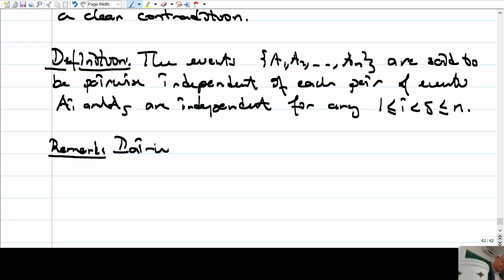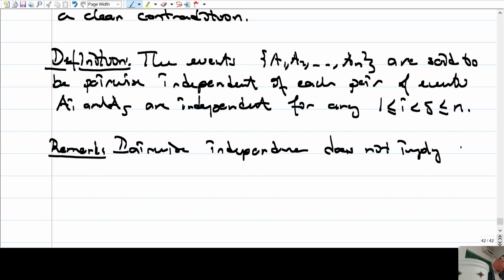Pairwise independence doesn't imply mutual independence.